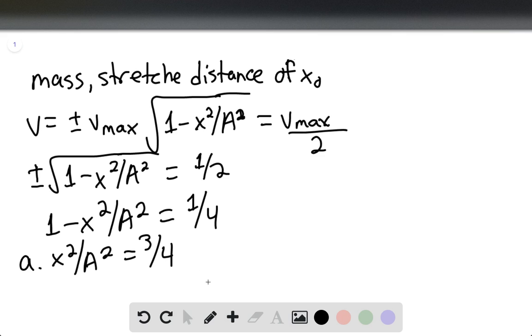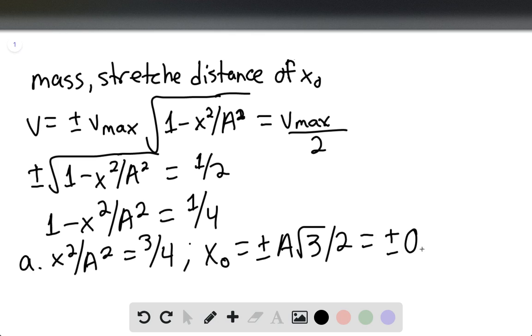And then we're trying to find x. So x naught is going to be equal to plus or minus a radical 3 over 2, or we can say plus or minus 0.866a. So essentially, the velocity will be half of the maximum velocity when the stretched distance is equaling plus or minus 0.866 of the amplitude, the maximum x displacement.